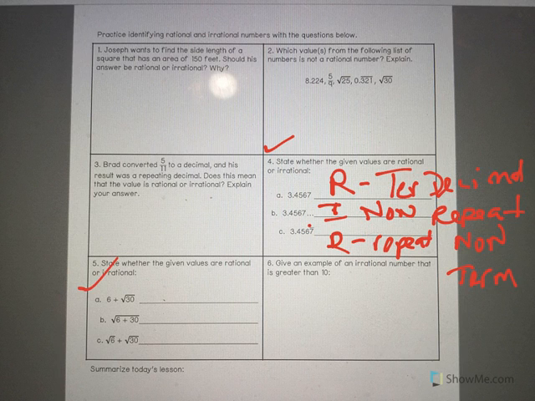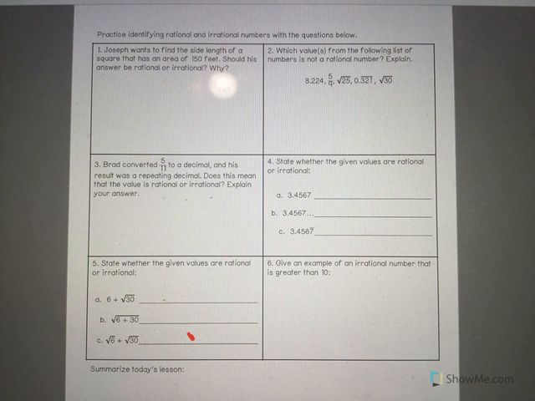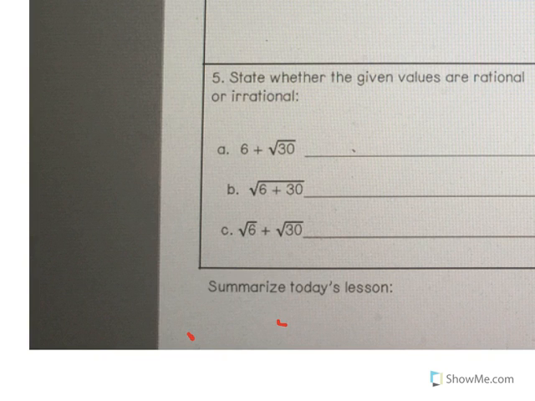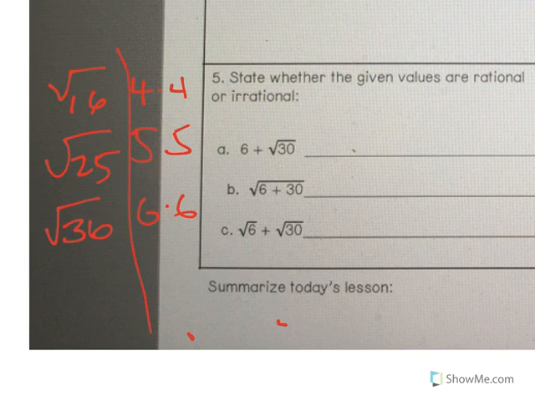I like this one. Shall we do one of them? Okay, I'll do one of them for you. Now, the square root of 30. Is it a perfect square? I might write out my perfect squares because I need to know what they are. 4 times 4 is 16. 5 times 5 is 25. 6 times 6 is 36. So these are my perfect squares. Is 30 a perfect square? Absolutely not. So it's irrational right away.